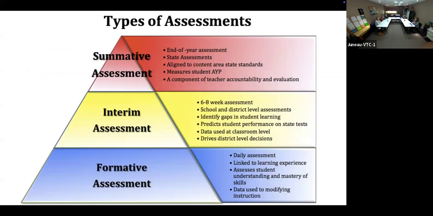The next round of slides have to do with the types of assessments that are available. Starting at the top with summative, these are like the end of year state assessments that we see. AYP means adequate yearly progress, which is actually no longer a term that's used because we don't have the No Child Left Behind Act, it's now Every Student Succeeds. But teacher accountability and school accountability is a big part of state testing.